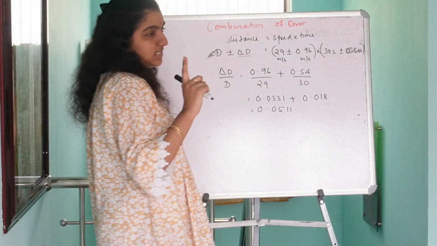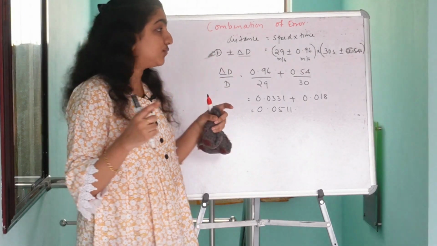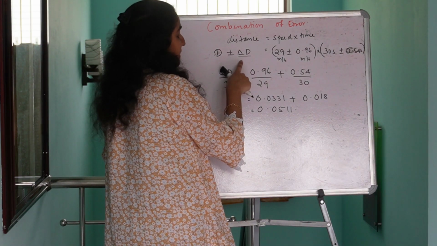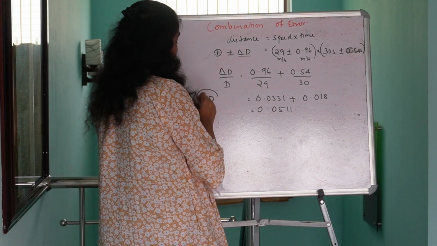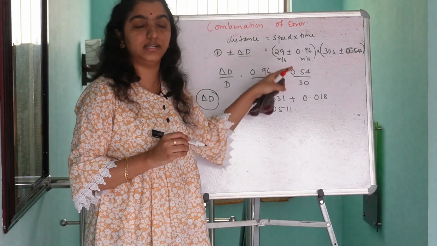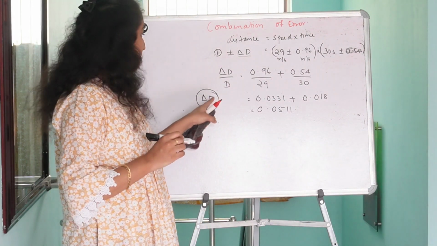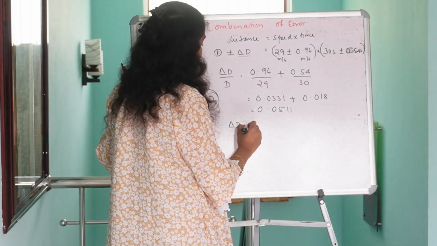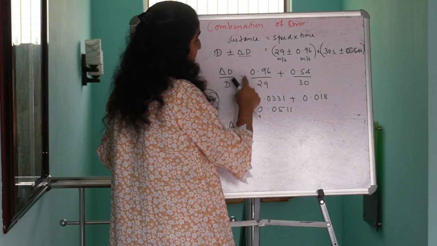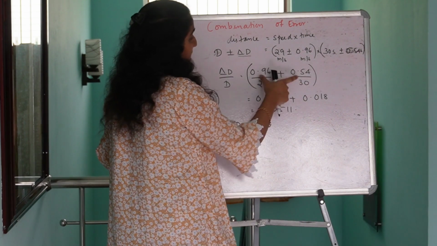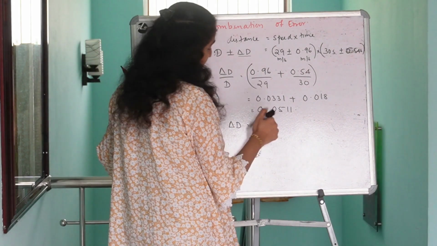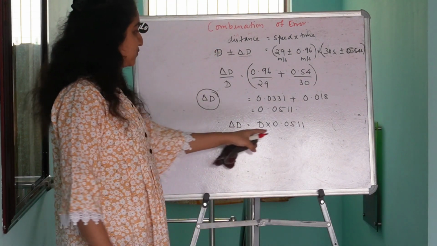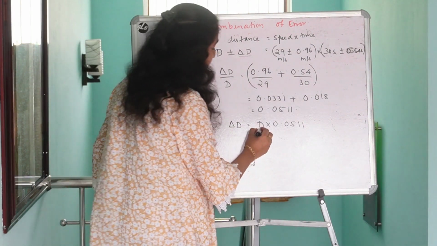0.0511. But in this question you are asked to find not the relative error in the distance, but the error in the distance. So here you have to find the value of del D. So what is del D equal to? We know del D is equal to D into this particular value, D into the value in the brackets, isn't it? So D into 0.0511.